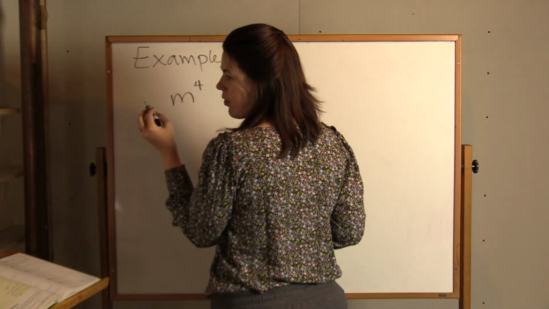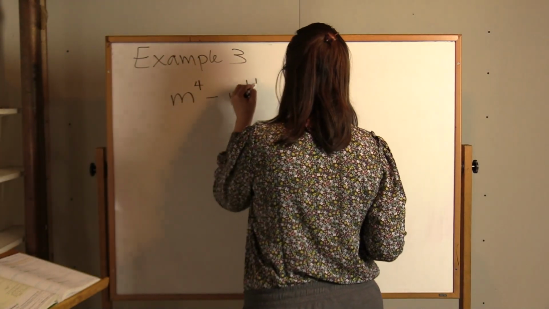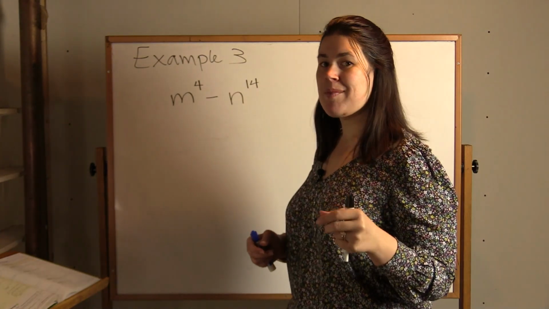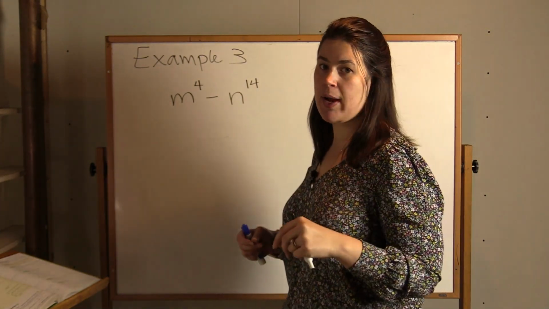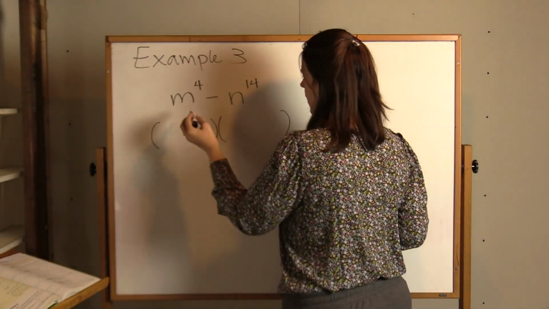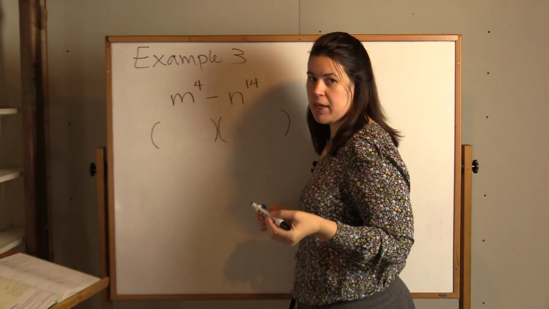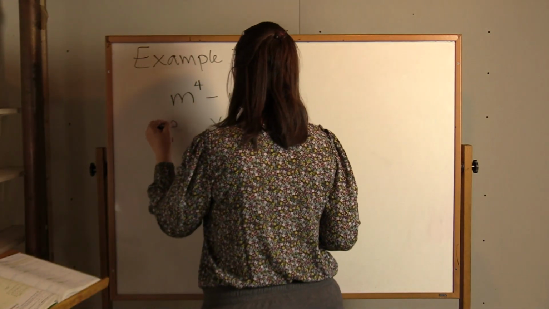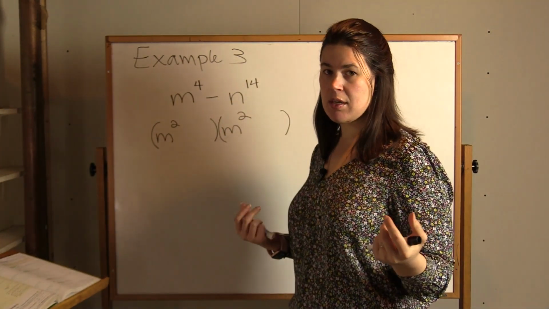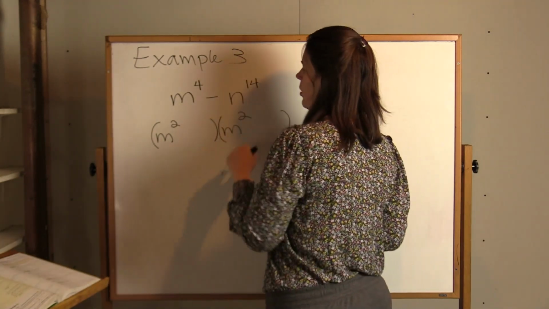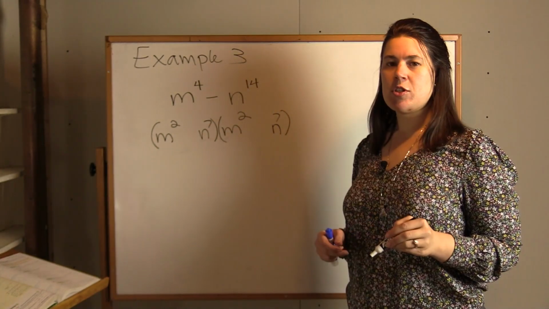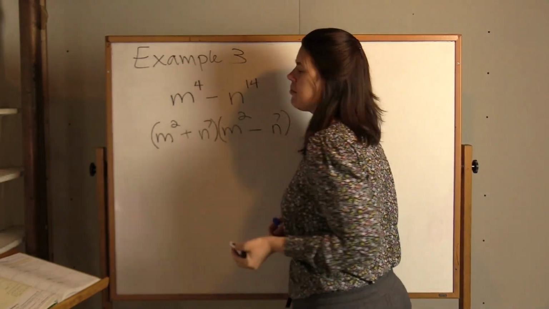So we're going to do m to the 4th minus n to the 14th. So as long as both of these variables have an even number, that means that I can take a perfect square of it. So in this case, m to the 4th, if I divide 4 by 2, I get 2. So that means both of these are going to be m to the 2nd. For n to the 14th, that's an even number, so I can also take the square root of that. So 14 divided by 2 is 7. So I'll have n to the 7th, n to the 7th. To finish it off, one's a plus, one's a minus.